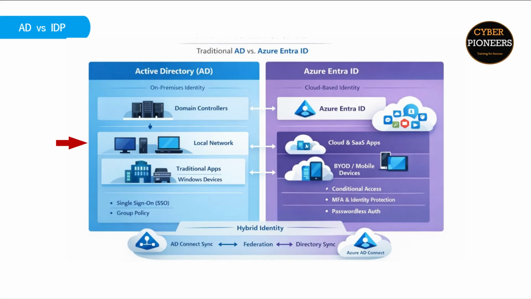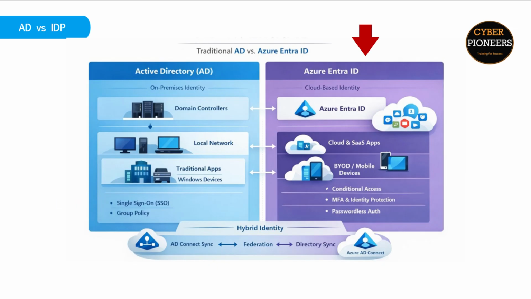Then we move down to target resources. AD was designed to manage traditional desktop computers, on-prem Windows servers, and legacy corporate applications. Finally, we move down to management tools. In this traditional model, security and configuration are enforced using Group Policy Objects, GPOs, and local single sign-on, SSO, works via internal domain trusts using protocols like Kerberos.